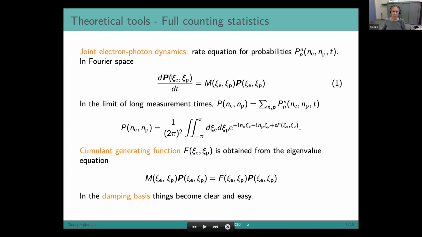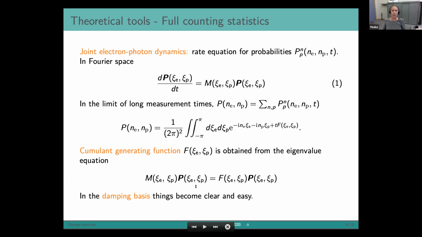This is actually in Fourier space, where you have these counting fields, the electron counting field and the photon counting field. Now, we will generally be interested in long times, so you can ask: what's the probability, after a long time measurement, of having Ne electrons gone through the dot and Np photons measured, emitted from the cavity. Then you sum over all these states, for long times, and this gives you the full statistics of your system. These full statistics are governed by the cumulant generating function, which you can again get from this matrix equation, where this is your master equation matrix.